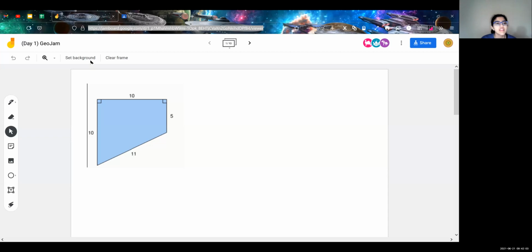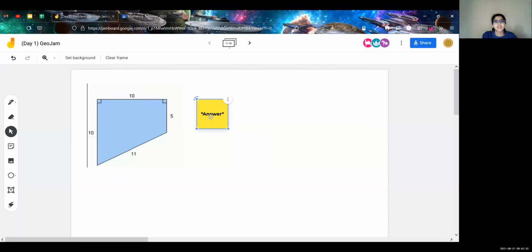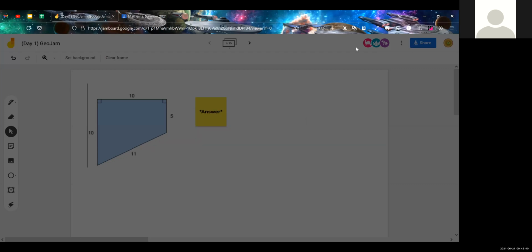For this first question, find the area of the trapezoid. Note that the bases in a trapezoid are the parallel sides to one another. On a sticky note, take it and write your answer, then put it on the screen. You guys should be able to edit. Yeah, we can edit. Okay.